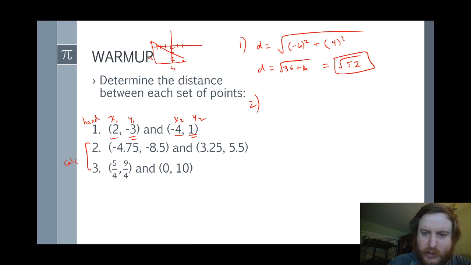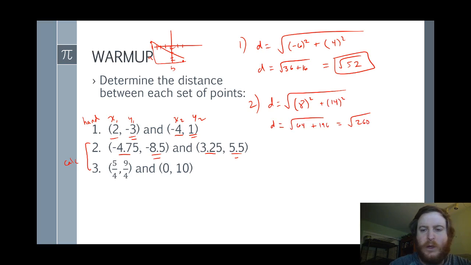Okay, for numbers 2 and 3, same process, but this time we can use a calculator. Now, x2 minus x1, 3.25 minus negative 4.75, they add, and you end up with 8. And then 5.5 minus negative 8.5, you end up with 14. And I'm going to do this one by hand, actually. 8 squared is 64, and 14 squared is 196. And you end up with the square root of 260. And then you can type that into a calculator. And you end up with, I believe it's 16.1245. If I got that wrong, just correct it. But I think that was the answer.